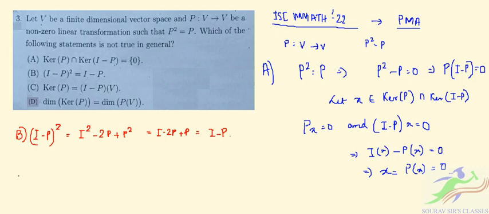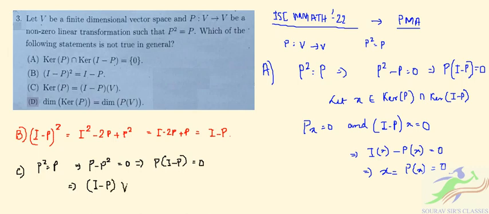So let's check option C. Kernel of P is equal to (I minus P) of V, V a finite dimensional vector space. We have P square equal to P, so we can write P minus P square equal to 0, or P of (I minus P) equal to 0. So from here we can write that (I minus P) of V is in the kernel of P.